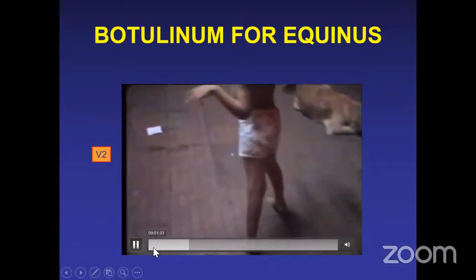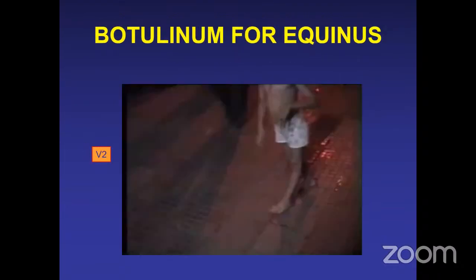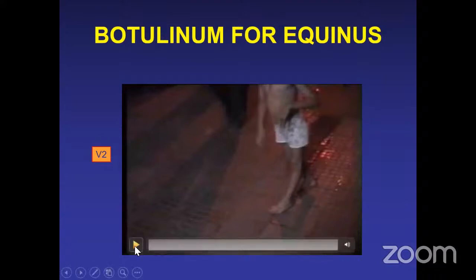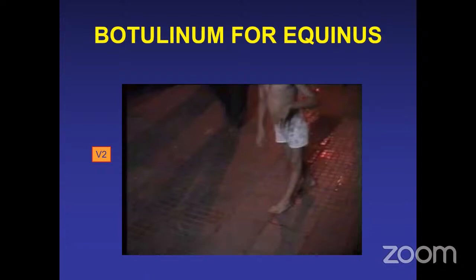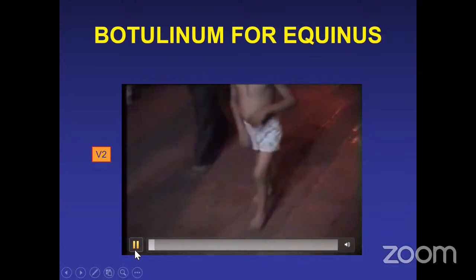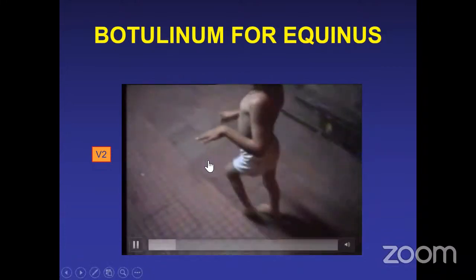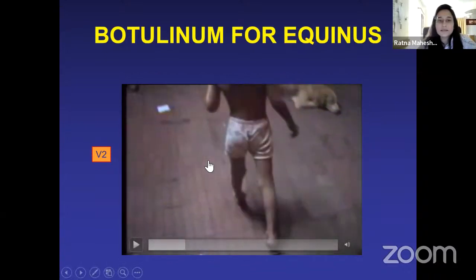Can I comment, ma'am? Yeah, please go ahead. Yeah, so he's walking with a hidden equinus. There must be a contracture of TA because he is extending the knee to plantigrade his foot. Similarly, there is a retraction of upper limb, most probably going towards the hemiplegic gait. That's right. Yes. So we are looking at equinus.